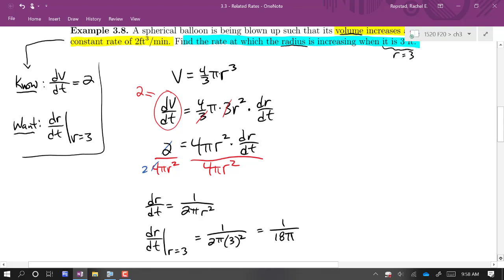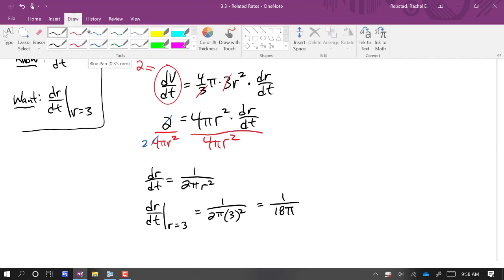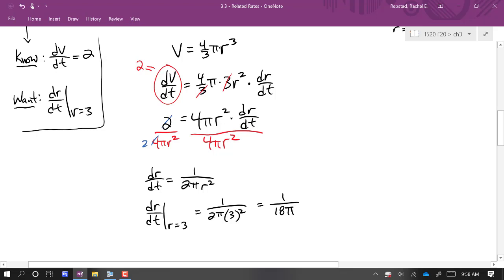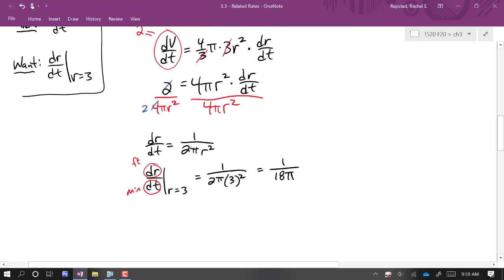The units here: this is one reason why the dr/dt notation instead of v prime and r prime is desired here. When I use dr/dt, that just tells me what kind of units I need. Units of r over units of time. Units of radius are feet in this case. Units of time were in minutes. I know it's minutes because those are the time units used in the rate of change of volume. So that means my units for dr/dt are feet per minute.